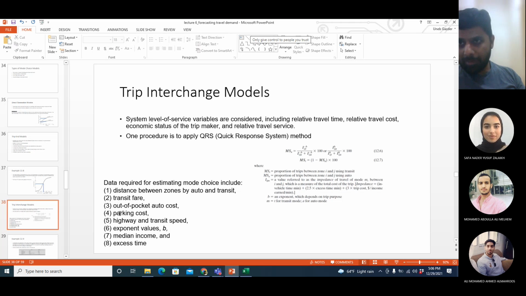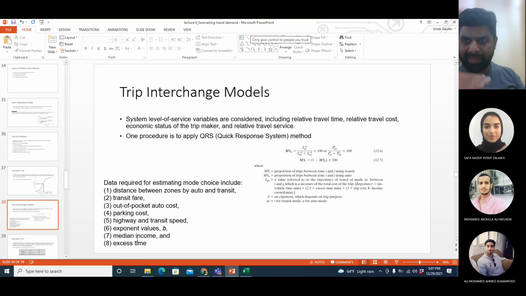Parking cost: if parking cost applies to any zone, then what are those? The speed of the highway and the transit service. Highway will apply to car, transit will apply to buses or public transport. Exponent values B, I will come to it in a minute from this equation, but this is basically a constant which you need. The median income, middle income.